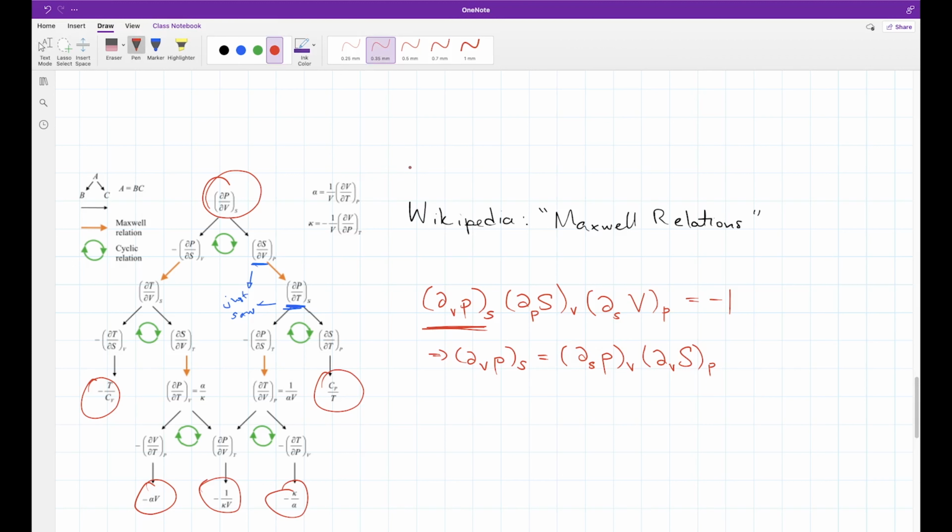So with that, we have a very complete picture of how we might manipulate these partial derivatives into things that are easier for us to work with.